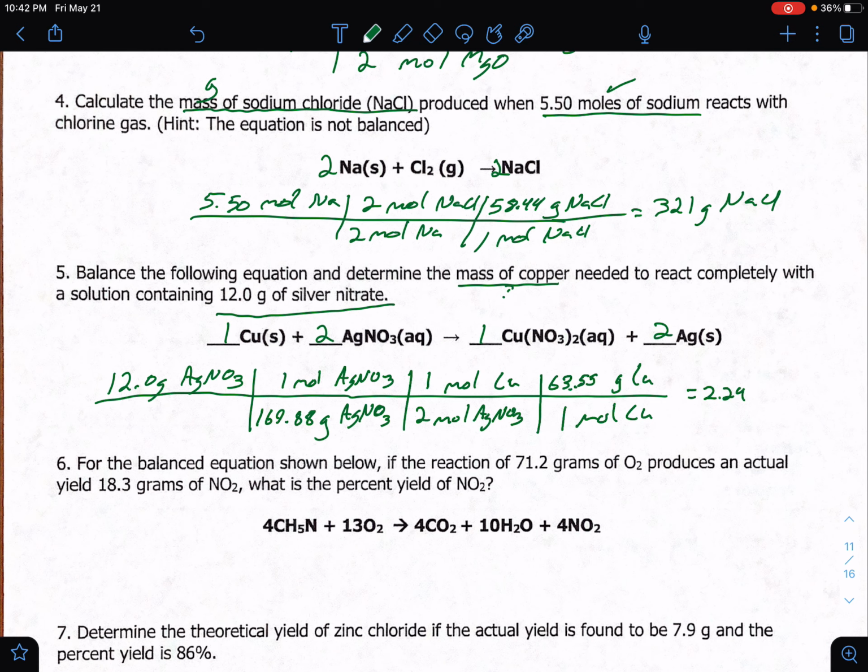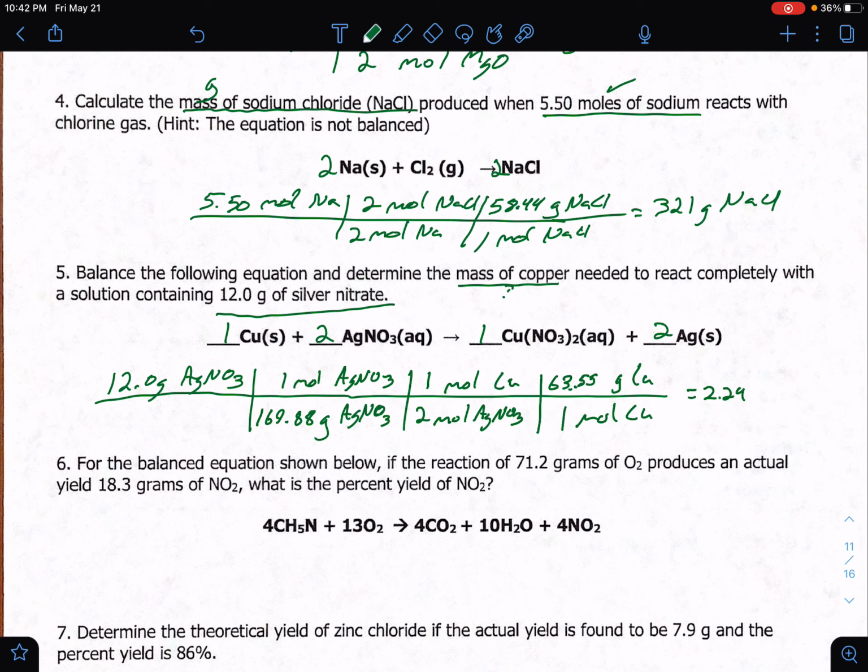So now I can take my actual, 18.3, and divide it by my theoretical, 31.5, and multiply by 100. That's going to give me a percentage of 58%. Okay, and that's my answer.